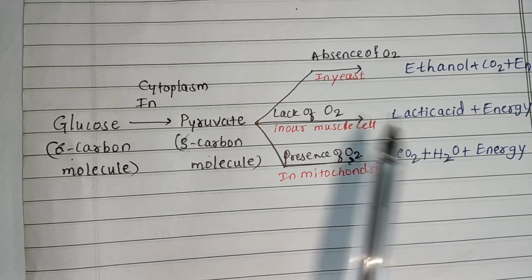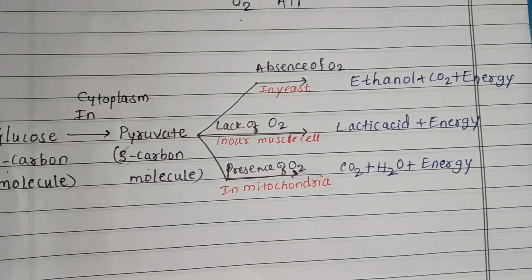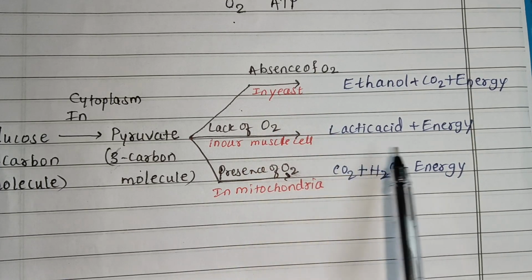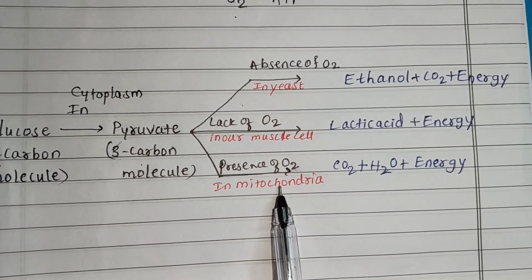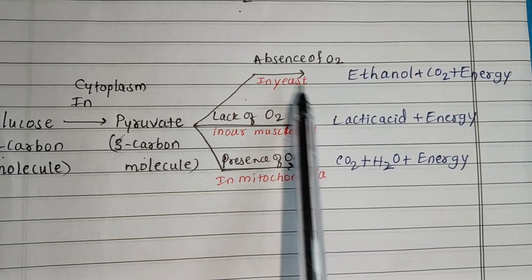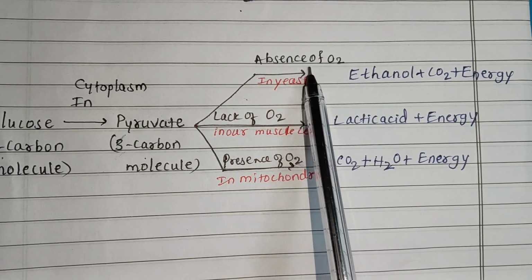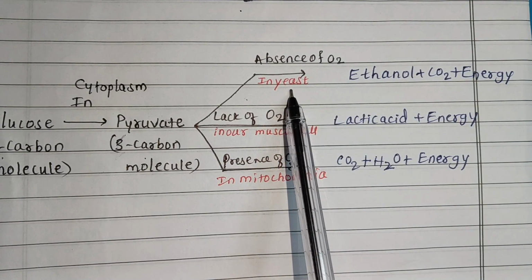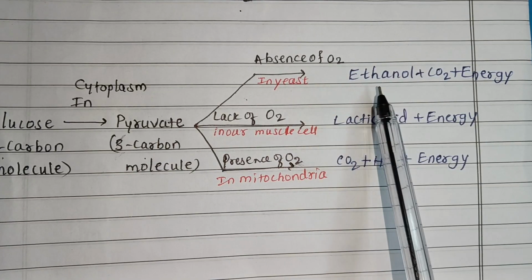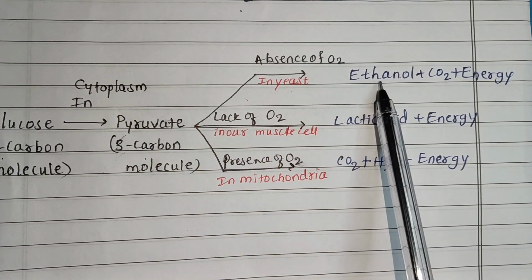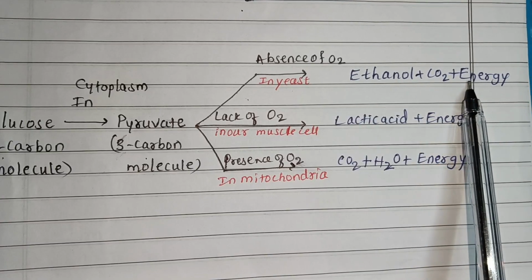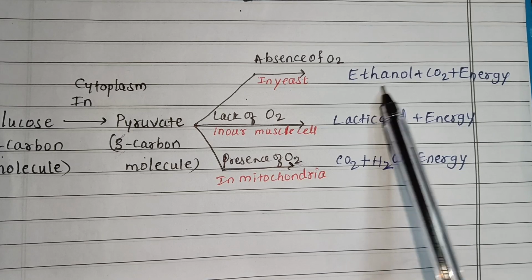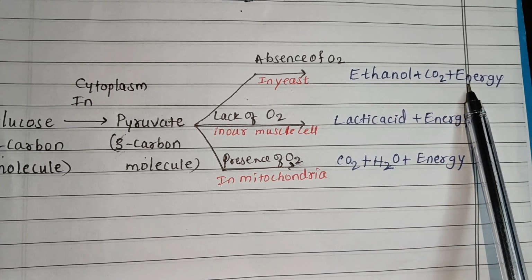After that, it depends on which cell the pyruvate is present in. If it is present in yeast, it is a different case. If it is present in our muscle cell, a different case. If it is present in our mitochondria, a different case. First we will see what happens in yeast. In the absence of oxygen, as we already saw, it does anaerobic respiration. So in yeast, in the absence of oxygen, this pyruvate is converted into ethanol, carbon dioxide and energy.